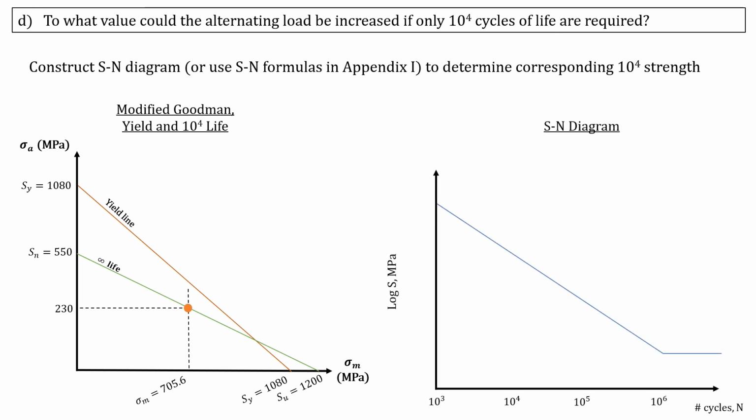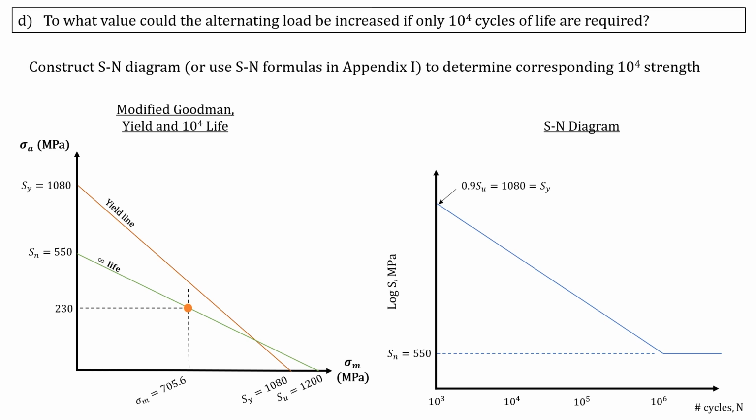We can also construct our SN diagram. On our y-axis, we have the yield strength, which is also that 1080 megapascals. That's also equivalent to 0.9 times the ultimate tensile strength. And then on the right-hand side, where it tapers off, that's equivalent to our endurance limit as well, so that 550 megapascals.